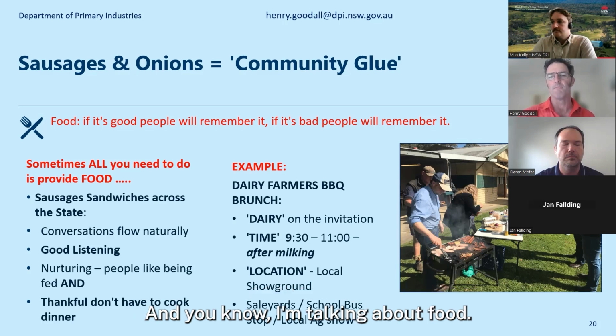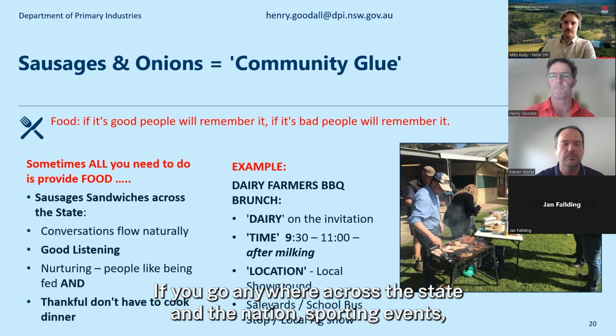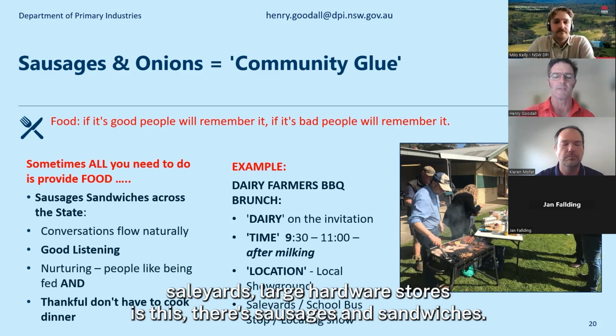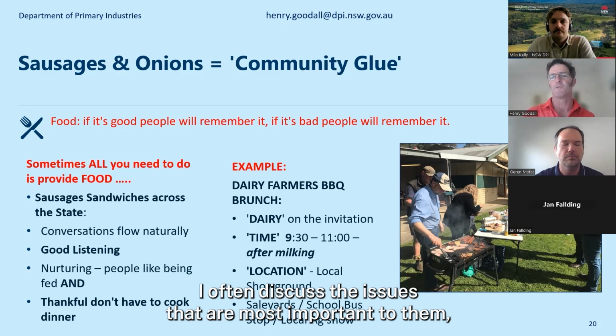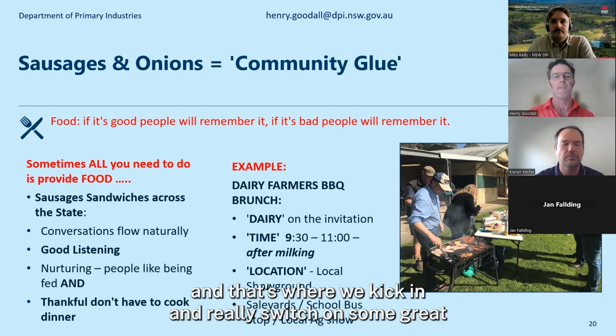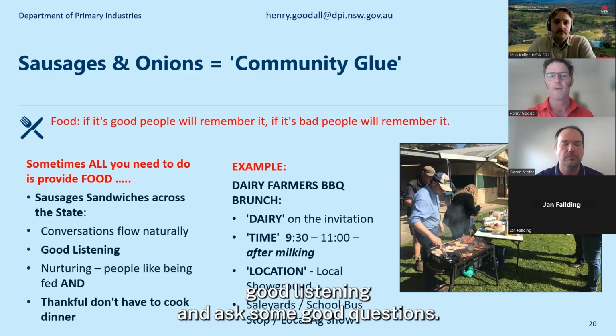And, you know, I'm talking about food. If you go anywhere across the state and the nation, sporting events, sale yards, large hardware stores, there's sausage and onion sandwiches. And so from that, the conversation flows, conversation between people. They often discuss the issues that are most important to them. And that's where we kick in and really switch on some good listening and ask some good questions.